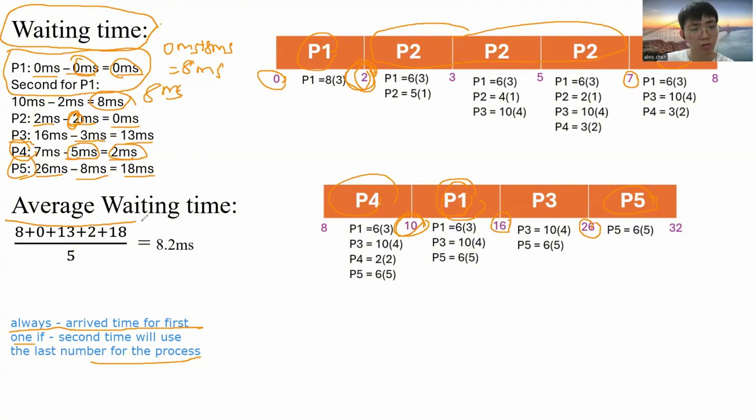The last one is the average waiting time. We add all the calculations from here, like 8, 0, 13, 2, and 18. We calculate all and we divide by 5 because there are 5 processes. So we will get the final answer of 8.2 millisecond. That's all for my presentation. Okay, now I will pass it to my friend Gan Shenbing to talk about chapter 6, part 1.